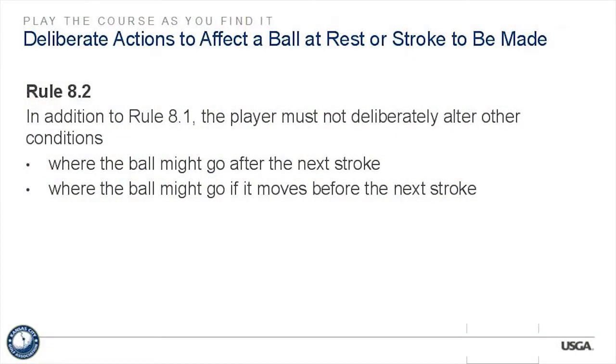All right, so talking about 8.2 a little bit further, in addition to 8.1, the player must not deliberately alter other conditions where the ball might go after the next stroke. So not only where your ball is, but where you think it might go, you can't go fix that. What are some examples of that we've had before?